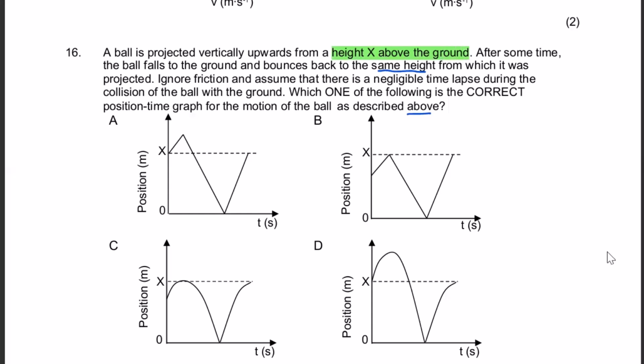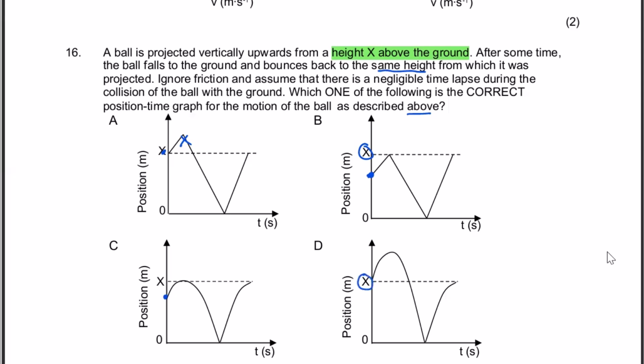If you can see here, option B starts somewhere below. Option A starts at x, which is fine. Then C also starts from there. This one is also going to be incorrect because it doesn't accommodate our time properly. Therefore, in terms of question 16, it should start from a height x.